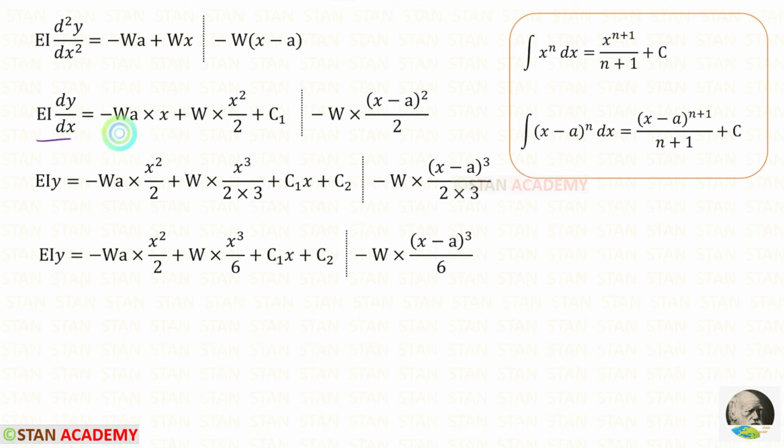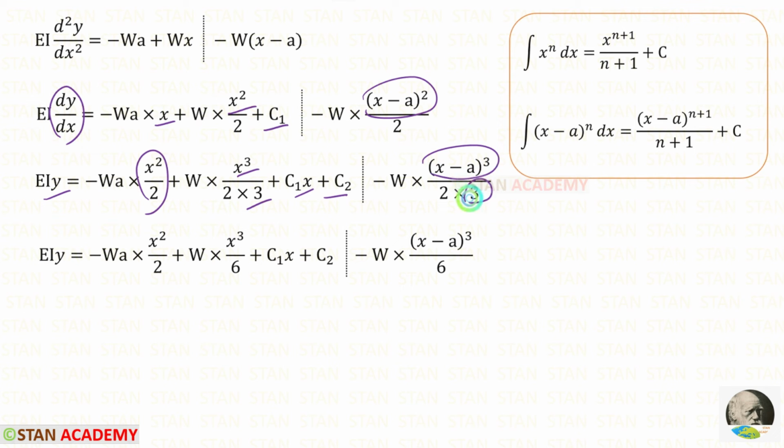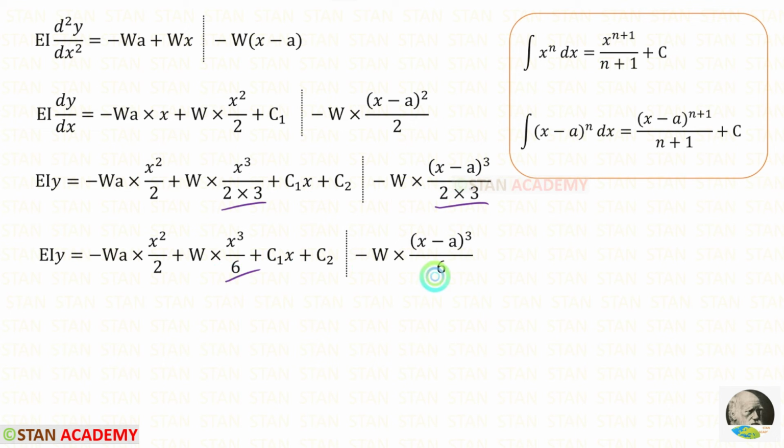Again, we have to integrate this on both of the sides. When we integrate dy upon dx, it will be y. When we integrate x, we will get x square upon 2. When we integrate x square, it will be x cube upon 3. In this term, there is no x, so we have to multiply with x. C2 is the new constant. When we integrate this, we will get x minus a the whole power 3 upon 3. 2 into 3, it will be 6.